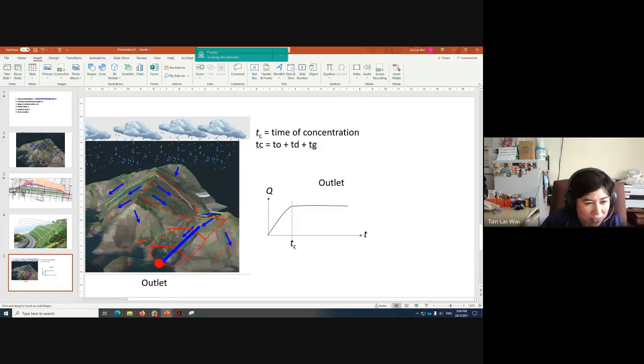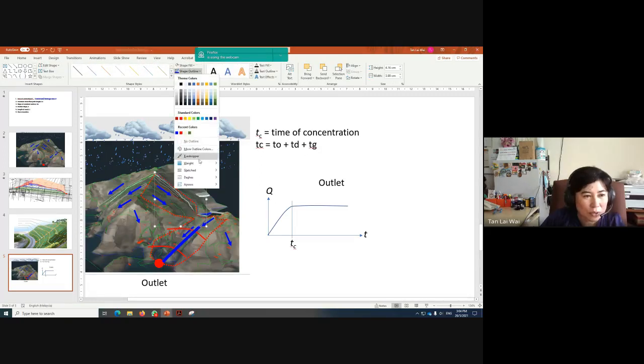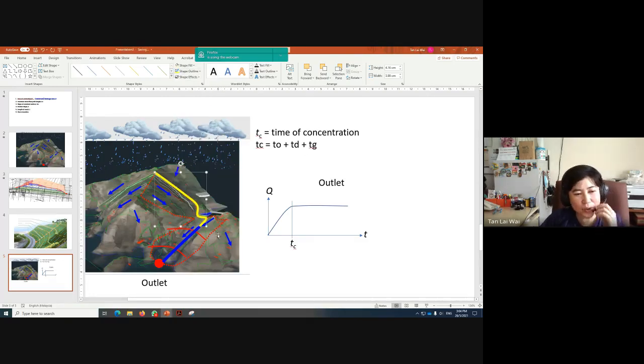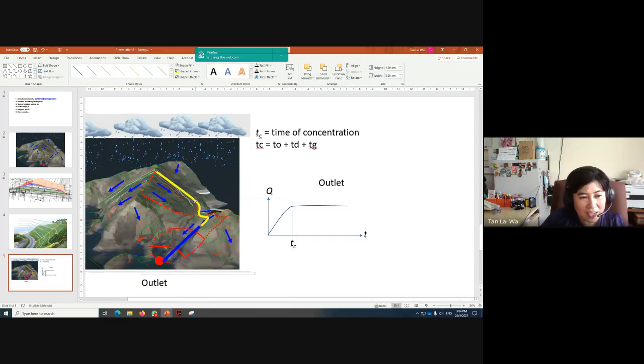Alright. So, assuming... Okay, I'm going to use a different color. You see the yellow line, right? Assuming that is the pathway where the runoff flows overland, I need to find the time for this. In order to find the time, I need to know the length of the pathway that it flows, alright? And determine the slope.